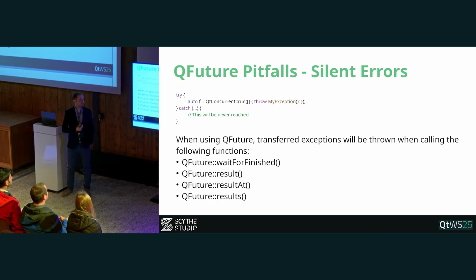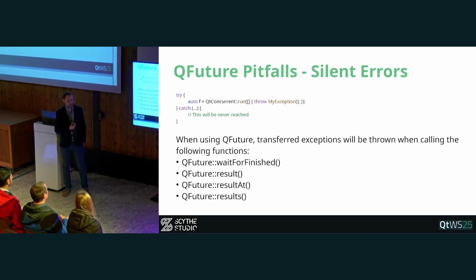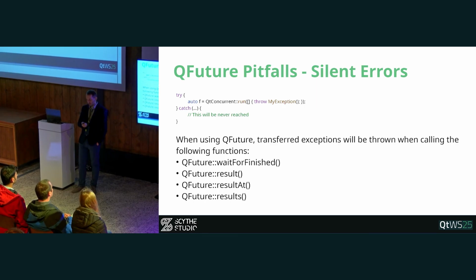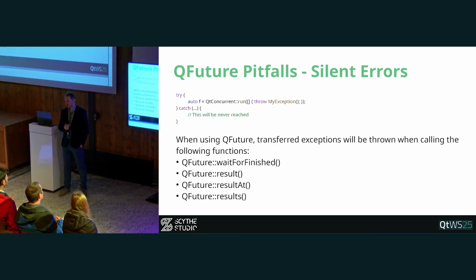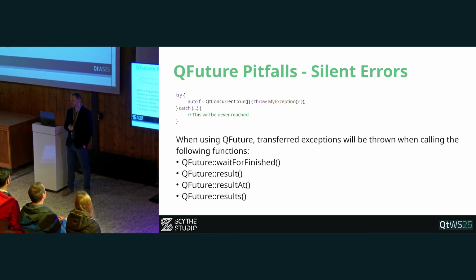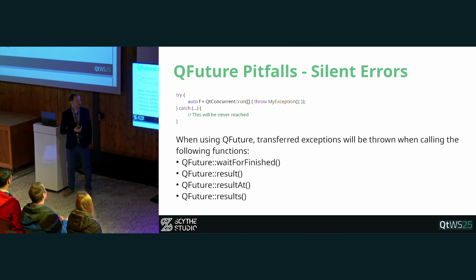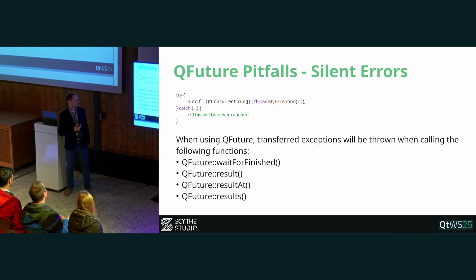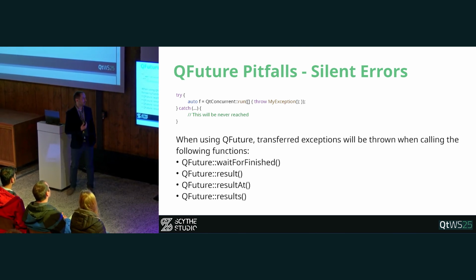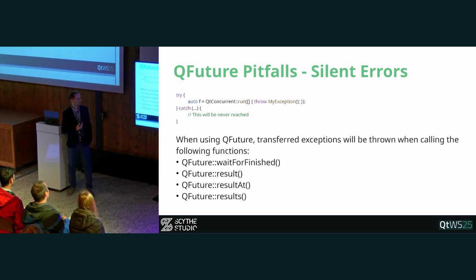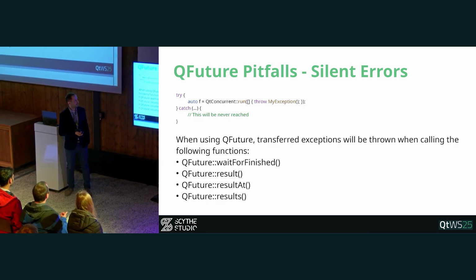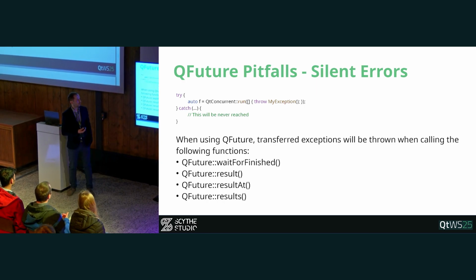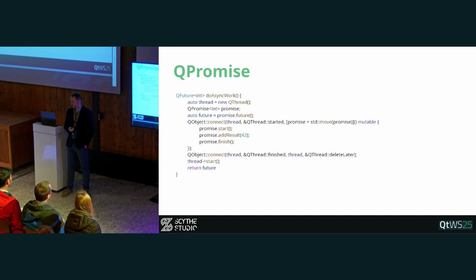Yeah, I already mentioned that there are quite a few pitfalls with QFuture. One of them is that you can have silent errors, because exceptions are not propagated unless you call one of the 4 methods on a QFuture. So basically, unless you query for a result, an exception will never be propagated. So you will never know that something bad happened.